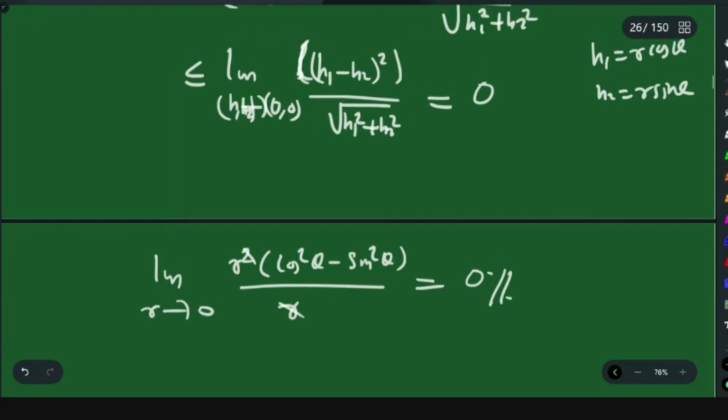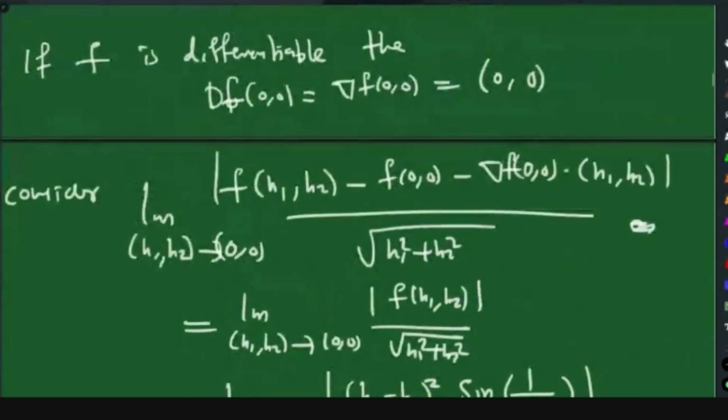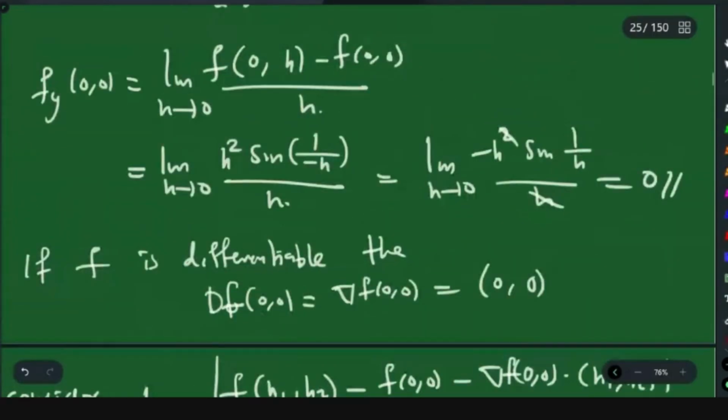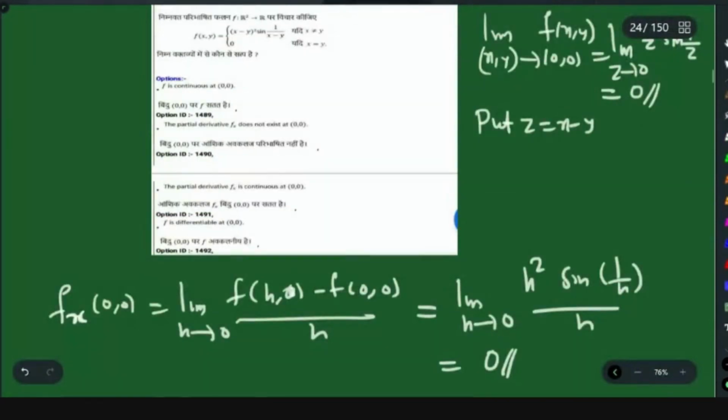So what exactly you are getting is that the left hand side is 0, so the right hand side is 0. So this quantity has to be 0, because this is always greater than or equal to 0. That means f is differentiable, and the derivative is del f at (0, 0), that is (0, 0). So that is your derivative. So what is the conclusion? The conclusion is f is differentiable at (0, 0). That is the correct answer.